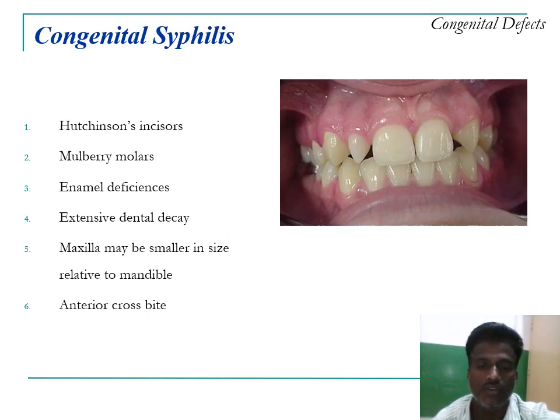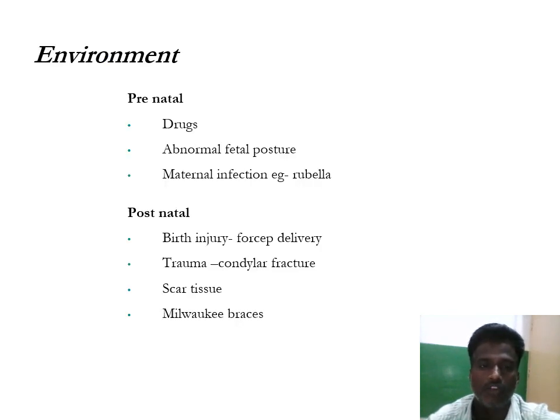Then congenital syphilis is also a cause of tooth morphology abnormalities. That means Hutchinson's incisors, mulberry molars, enamel deficiency like enamel hypoplasia, extensive dental decay, and the maxilla may be smaller in size relative to the mandible, with crossbites. Then environmental factors, prenatal and postnatal. Prenatal: drugs, abnormal fetal posture, rubella, maternal infection. Postnatal: birth injury, trauma and scar tissue, Milwaukee braces.